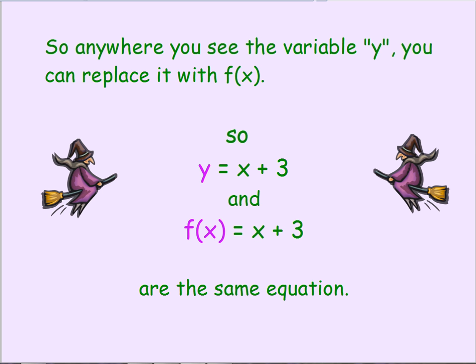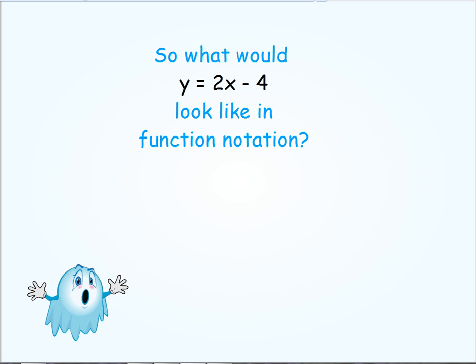So anywhere you see the variable y, you can replace it with f of x. So if I have an equation that looks like y equals x plus 3, now I can change it to f of x equals x plus 3. These are the same equation. What would y equals 2x minus 4 look like in function notation? If I replace y with f of x, it would look like f of x equals 2x minus 4.